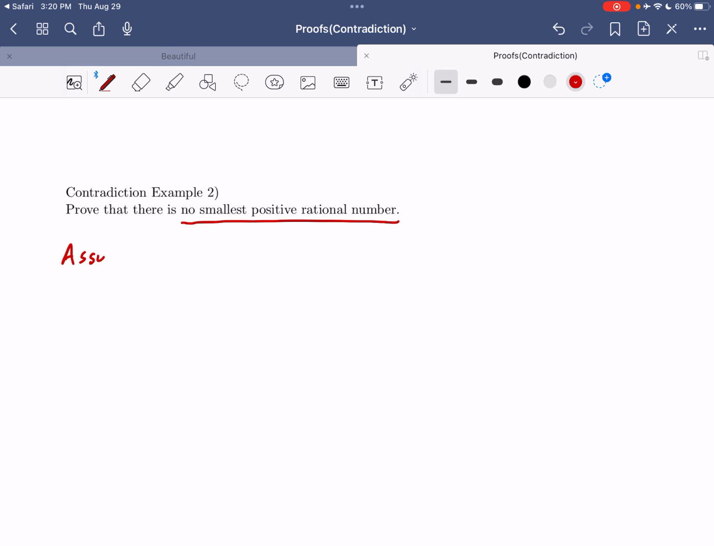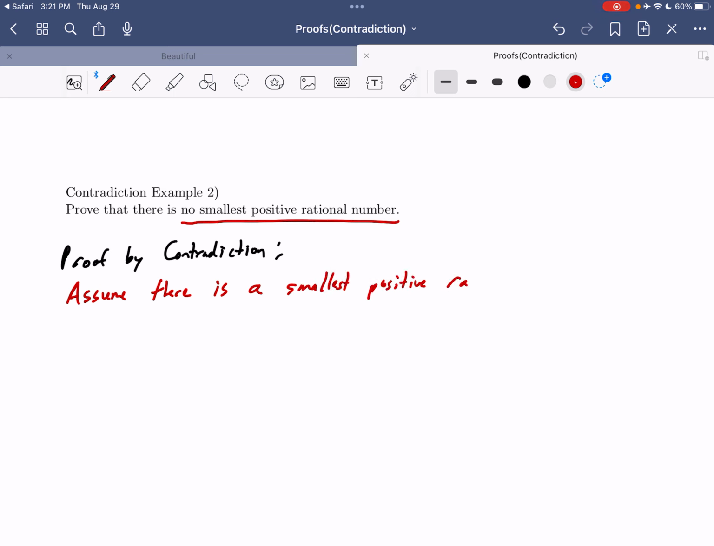So let's first make mention that we are doing a proof by contradiction. Always good to note what method you're doing. Not necessary, but just good habit. So we're going to try proof by contradiction. We're going to assume there is a smallest positive rational number. Let's let this be r. So we're going to let r be the smallest positive rational number.